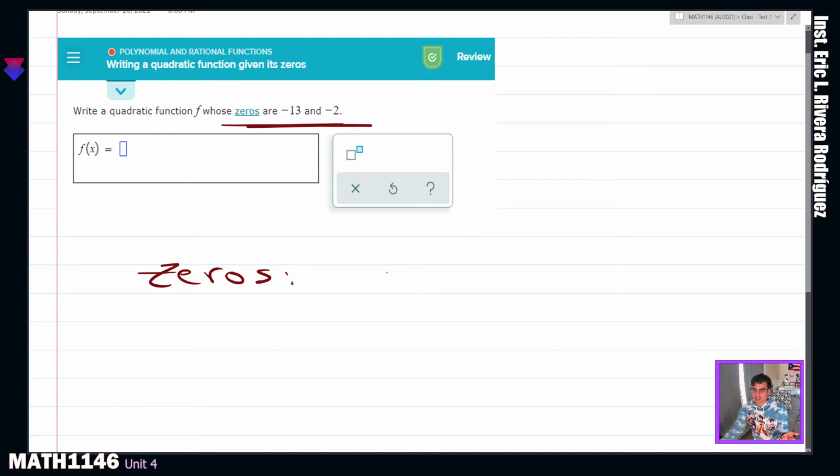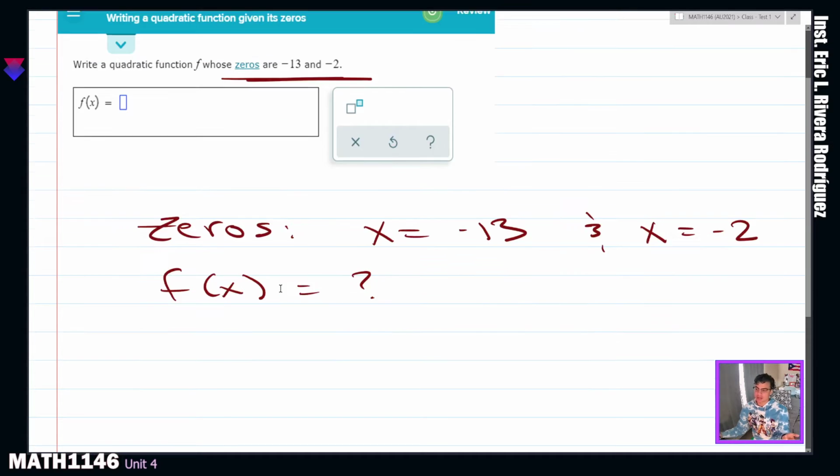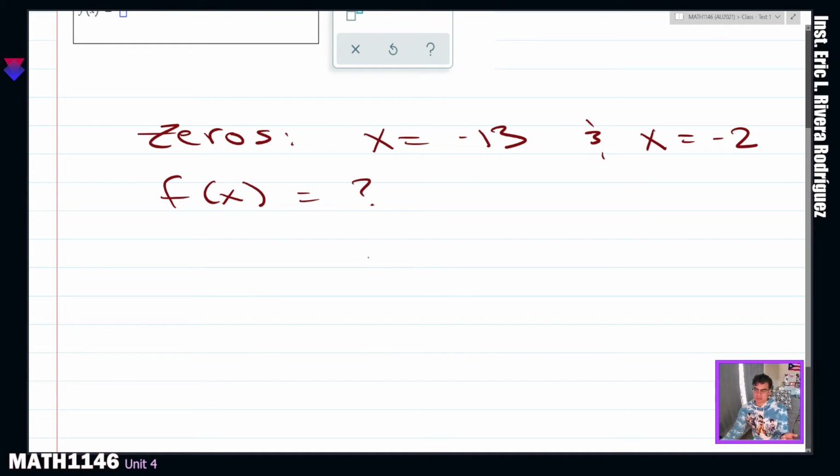the exercise is telling me that the zeros are x equals -13 and x equals -2. And what we want to do is to create the equation based on that information. So this is going to be very straightforward. A linear factor. You are going to construct two linear factors here, and you are going to follow the following.